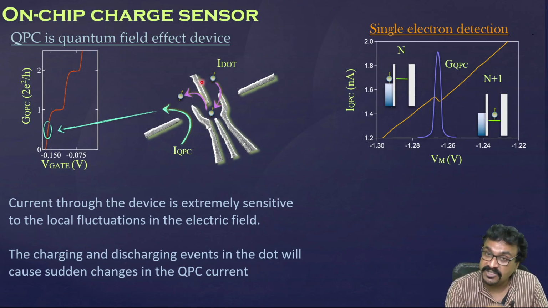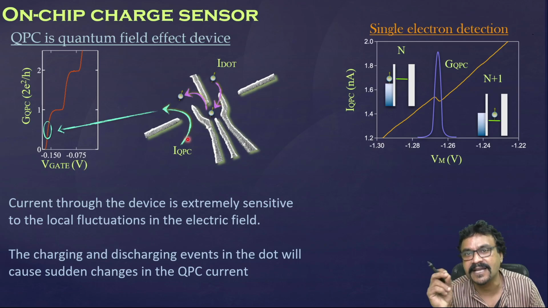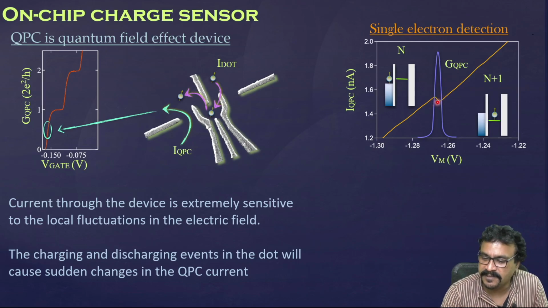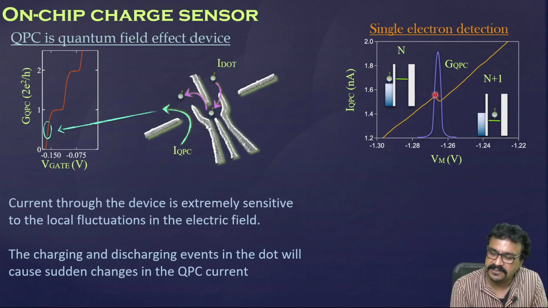When an electron goes out, the channel sees an increase in the voltage, or the voltage becomes less negative, so the conductance increases. That is the step that you are seeing. There is a small blip, a change in the conductance in the positive direction, that is due to the electron tunneling out. So, this phenomenon you can use to sense the electron in the dot.